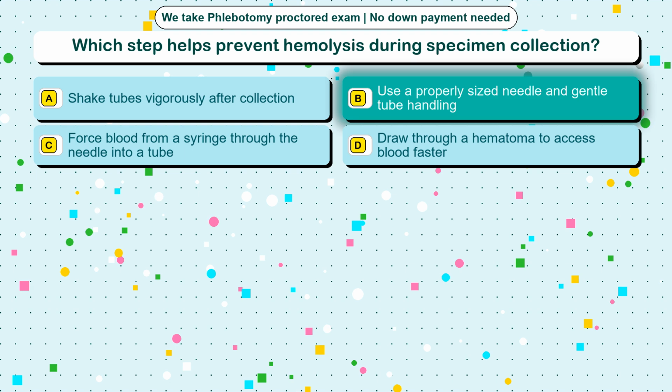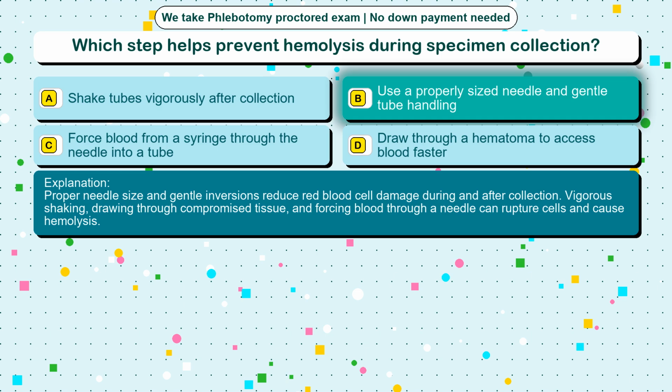The correct answer is option B. Use a properly sized needle and gentle tube handling. Proper needle size and gentle inversions reduce red blood cell damage during and after collection. Vigorous shaking, drawing through compromised tissue, and forcing blood through a needle can rupture cells and cause hemolysis.